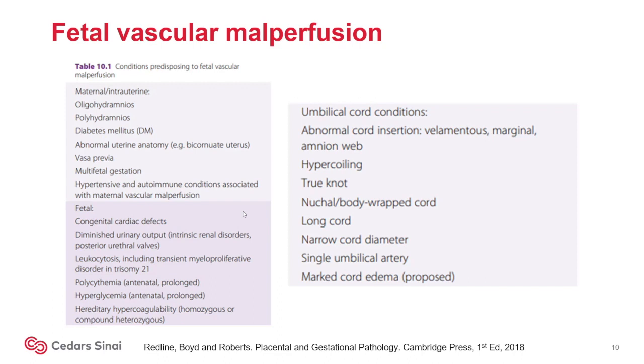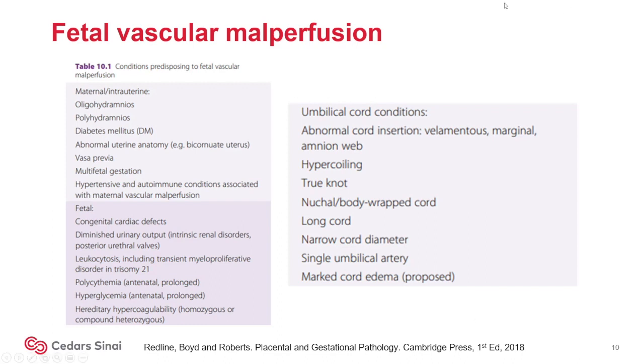But the main one that we have to remember are umbilical cord conditions. A lot of people, me included when I was early on as a resident and fellow, didn't pay too much attention to the umbilical cord. The umbilical cord is actually very important because all of the blood comes in and out from the baby to the placenta and vice versa via the umbilical cord. So anything that happens to the cord is potentially pathologic.